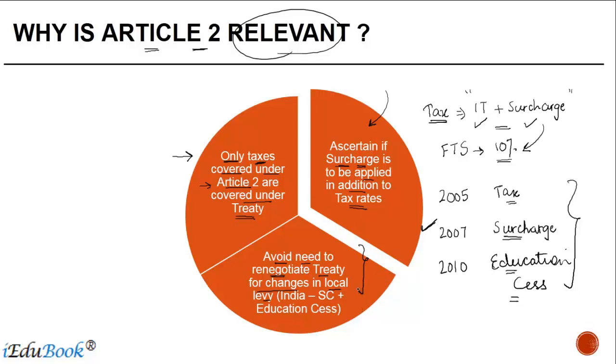To deal with such a situation, Article 2 generally provides that tax will not only include tax, but it will include any other levy of a similar nature, which means that even surcharge and education cess are included within the definition of tax. And therefore, when I want to claim a credit, when I want to eliminate double taxation back in my home country, if a US resident wants to do it, he can claim a credit not only for the tax that he pays in India, but also for the surcharge and the education cess.